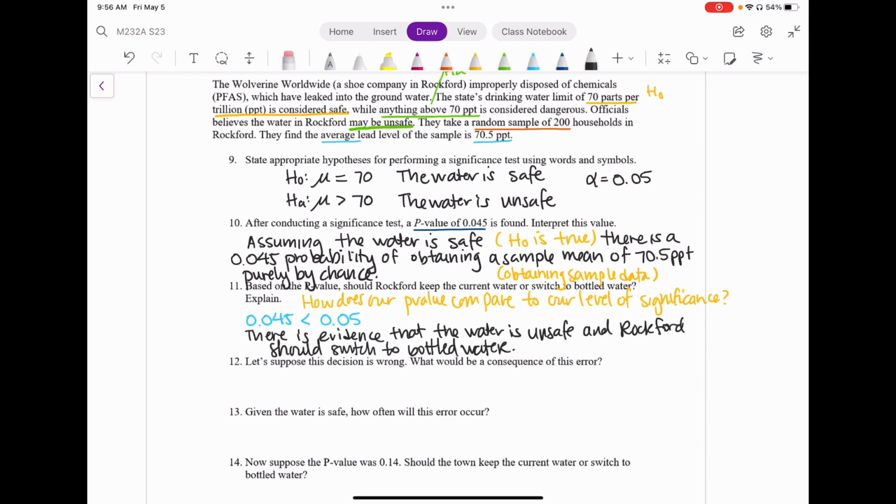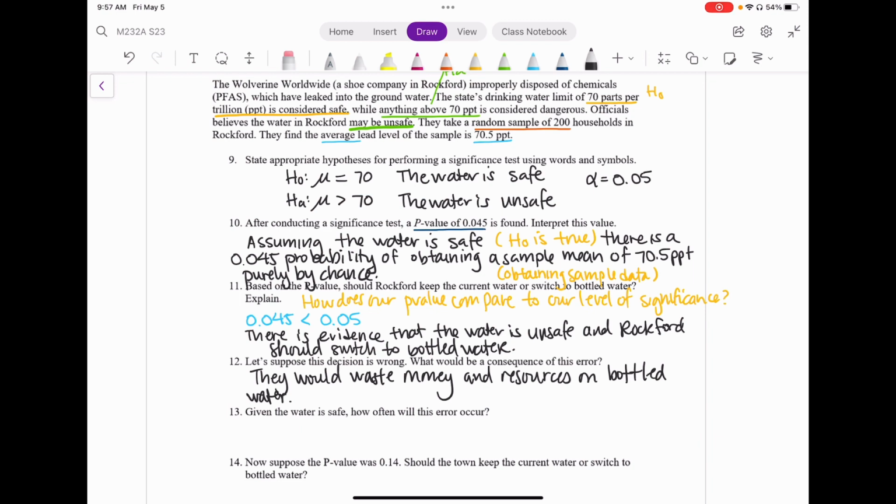One more time. Because our p-value is small, this means the probability that we obtained that sample mean purely by chance, assuming that the water was actually safe, is very small, and so that's evidence that the water is actually unsafe. So if we made the wrong decision, what would be a consequence of this error? Well, if we're all switching to bottled water, that's going to cost money, and so this is going to waste money and resources on bottled water.